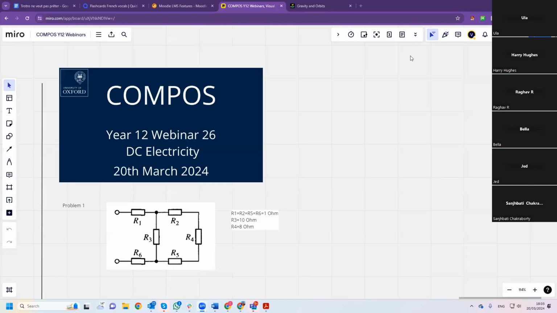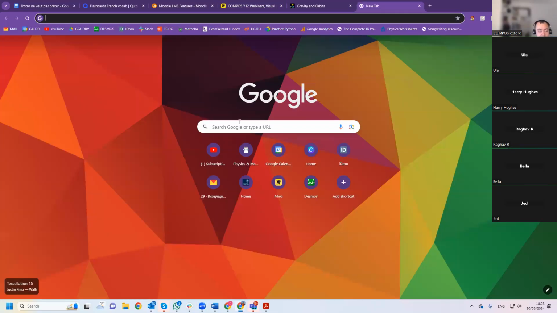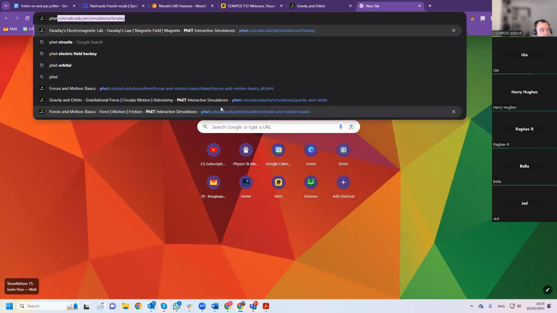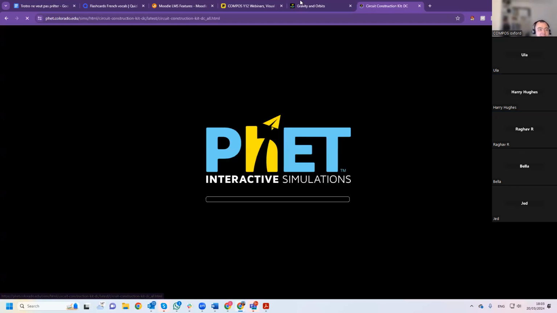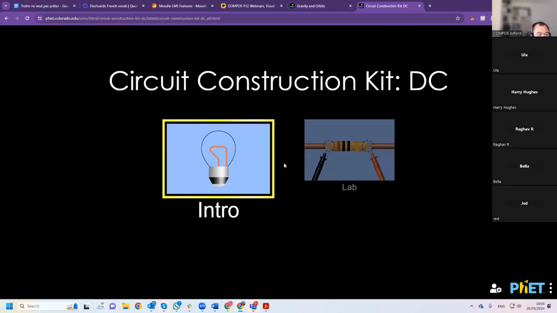So today we are going to talk about electricity, and let's start. A very nice app that I like to use for electricity is PhET, of course. PhET circuit construction kit, and we talk about direct current. And let's just play around with it a little.